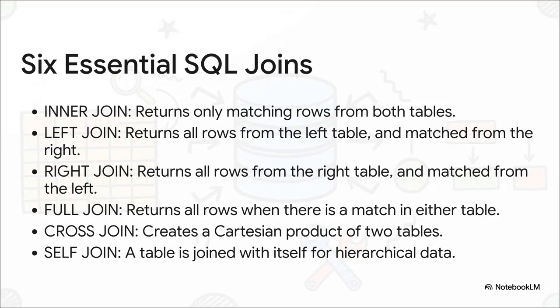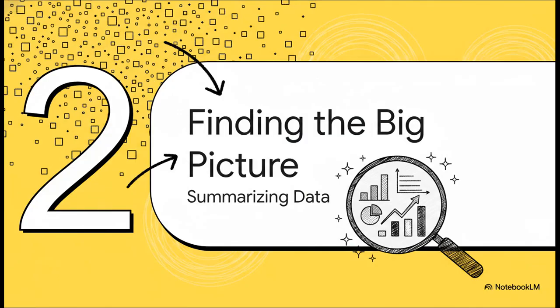Now, what's so cool here is that you have a whole set of tools for different situations. An inner join, for example, is perfect when you only want the clean intersection, like show me only the customers who have actually placed an order. But what if you need to see all your customers, even the ones who haven't bought anything yet? Well, that's a job for a left join. And trust me, knowing which join to use is absolutely critical. Otherwise, you can get some really weird or just plain wrong results. All right, let's move on to the next tool in our kit.